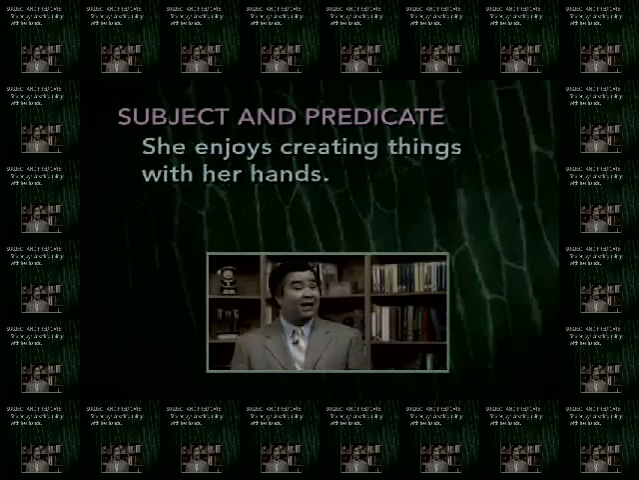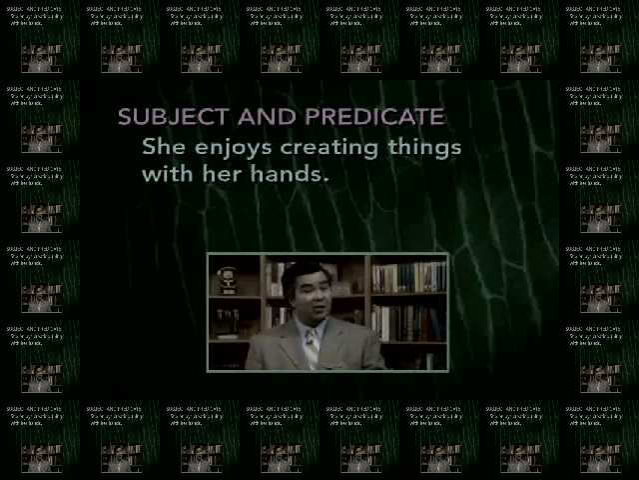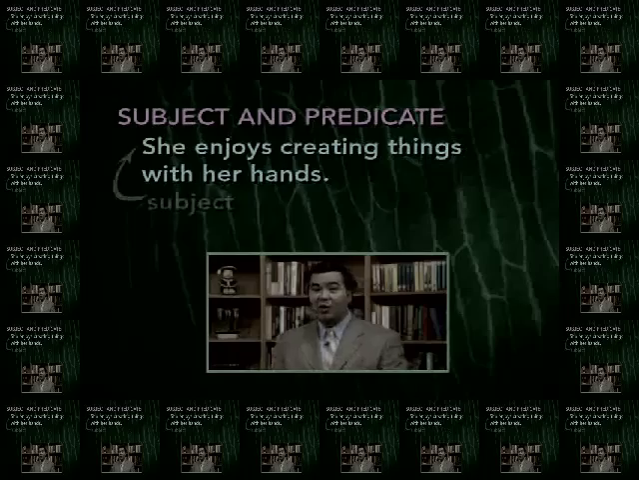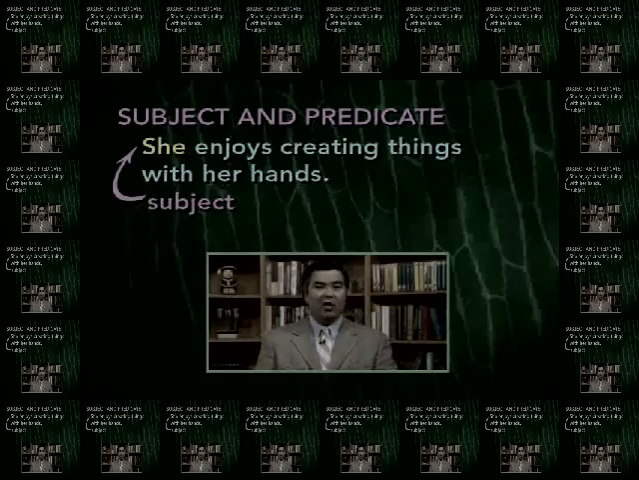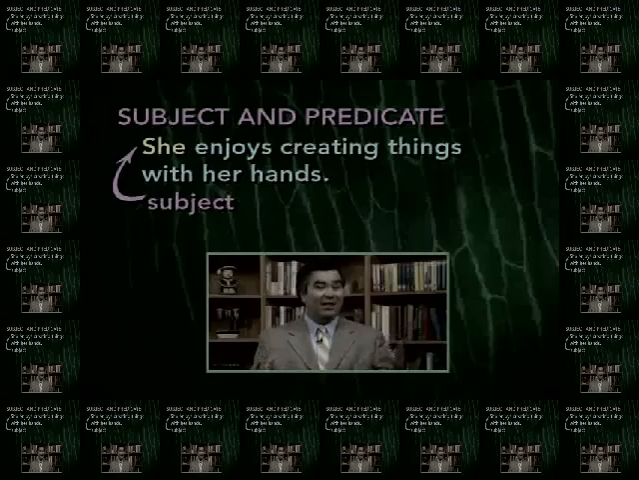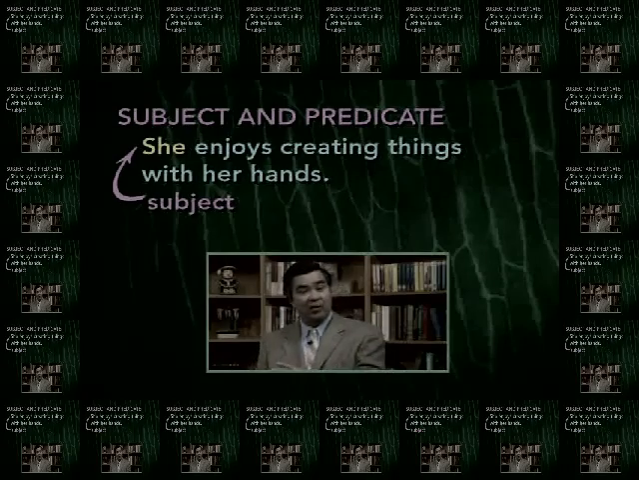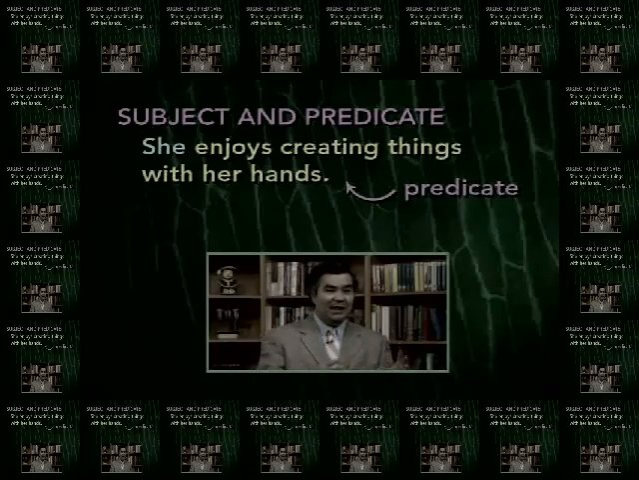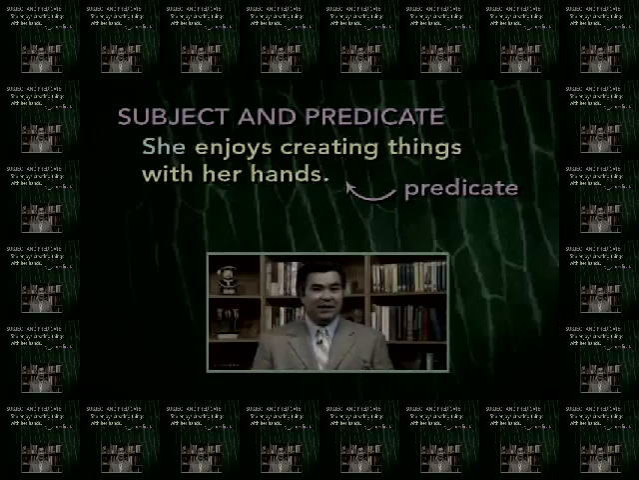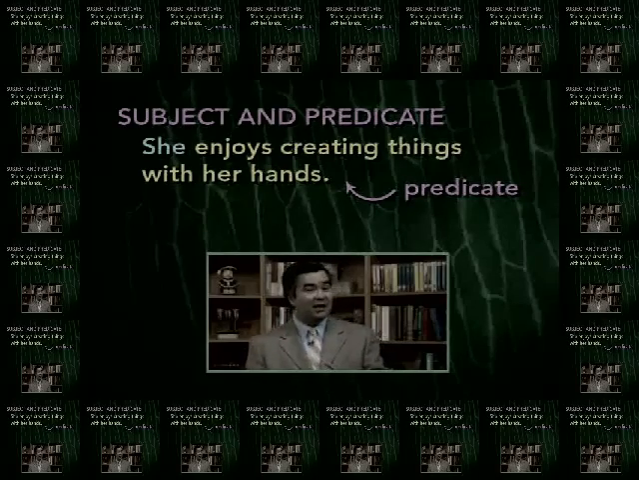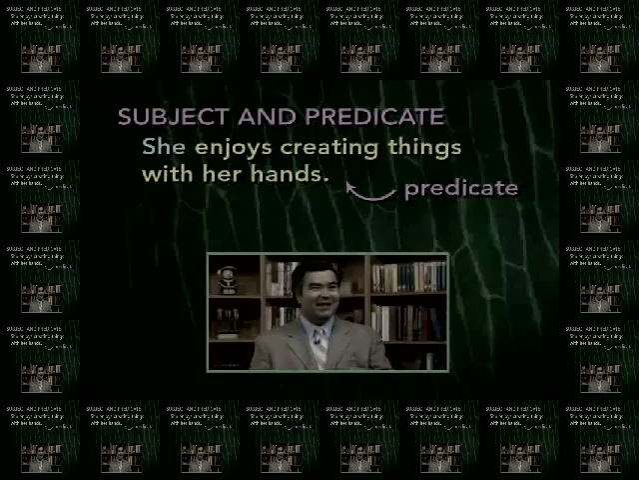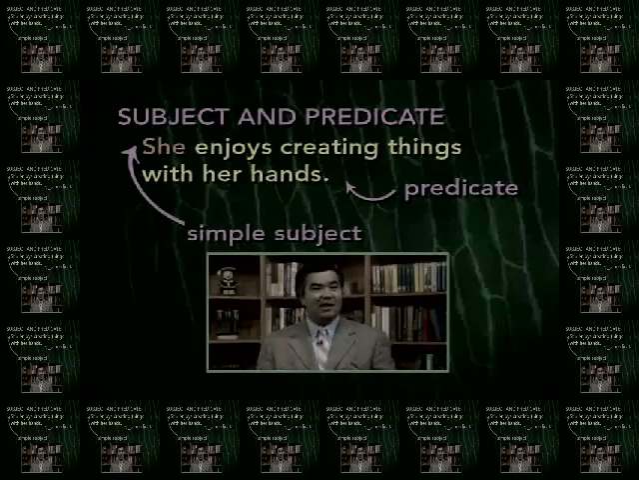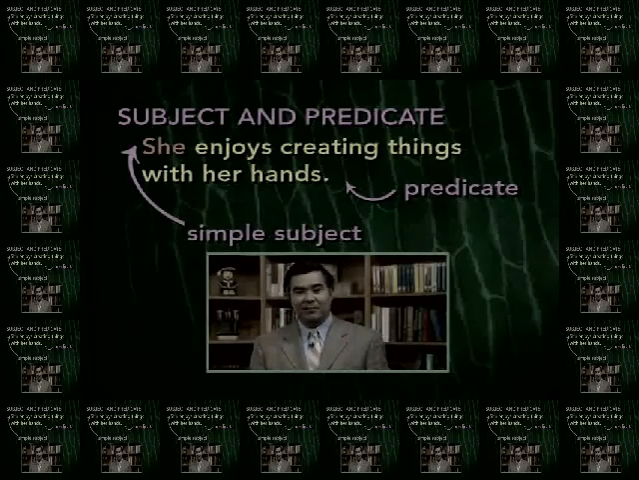She enjoys creating things with her hands. Can you identify the subject in this sentence? In this case, the subject is only one word long, she. That word all by itself tells us who or what the sentence is about. All the rest of the sentence is the predicate. It tells us what the subject is or does. The rest of the sentence, enjoys creating things with her hands, tells us something about what the subject does. The subject, she, is one word long, and therefore the subject and the simple subject are exactly the same.